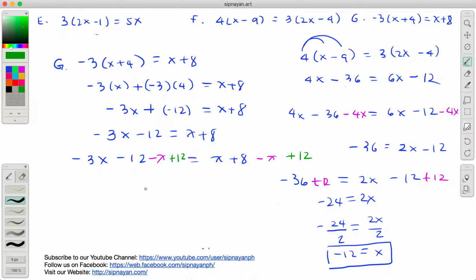And then, what is negative 3x minus x? This is negative 4x. Negative 4x minus 12 plus 12 is 0. x minus x is 0. 8 plus 12 is 20. Yeah. So I divide both sides by negative 4. So negative 4 divided by negative 4 is 1. 1 times x is x. And 20 divided by negative 4 is negative 5.